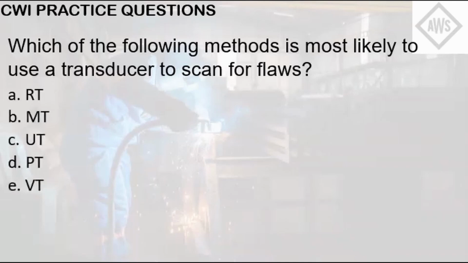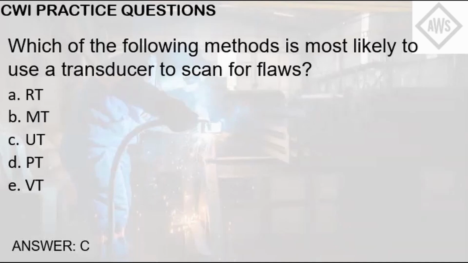The NDT method most likely to use a transducer to scan for flaws is UT, or ultrasonic testing. Hence the answer here, letter C. UT makes use of a transducer attached to an electronic base unit. This machine generates precise electronic pulses transmitted through a cable to the transducer.